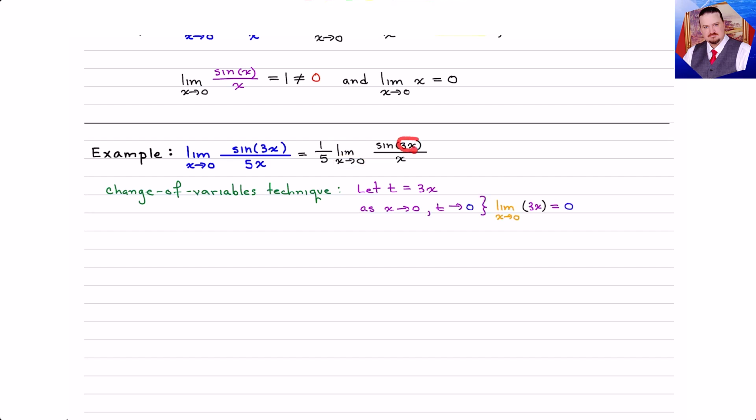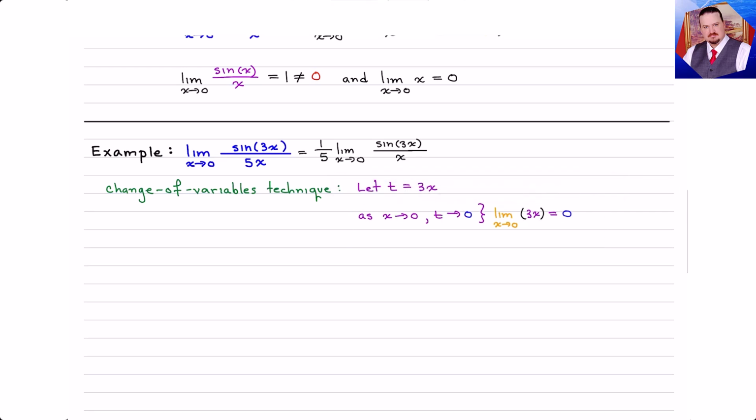Let's look at our original problem. So 3x started the whole process. That's going to be t. Well, but what's x equal to? So here we need to do a little solving. If t is equal to 3x, then divide both sides by 3, so x is 1/3 t. So now write the original problem in terms of t. The numerator will be sine of t in place of 3x. What's x equal to? Well, that's 1/3 t. And 1/5 is still outside.